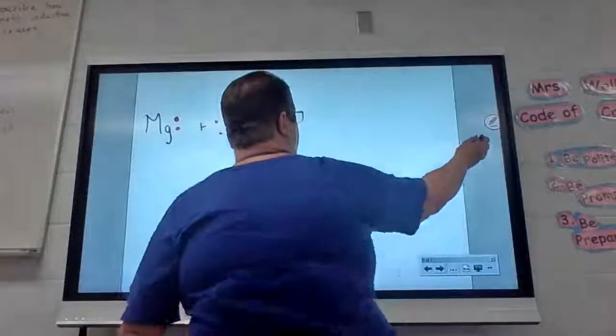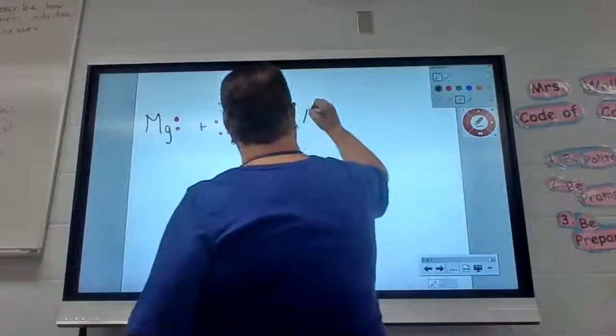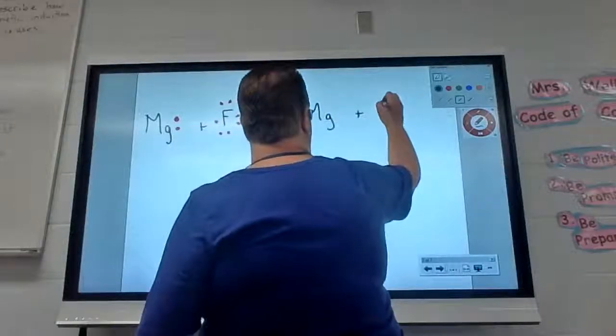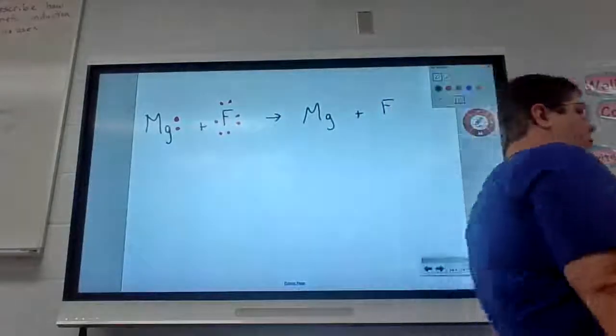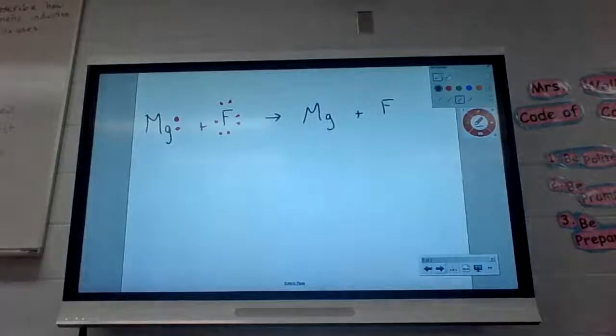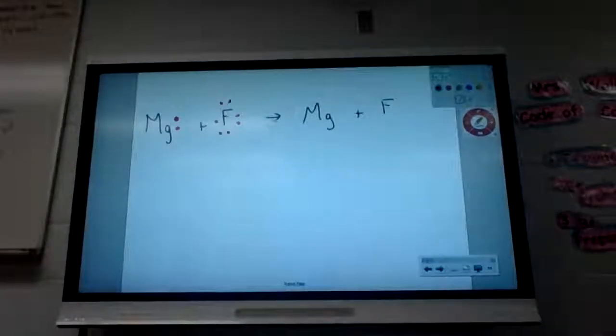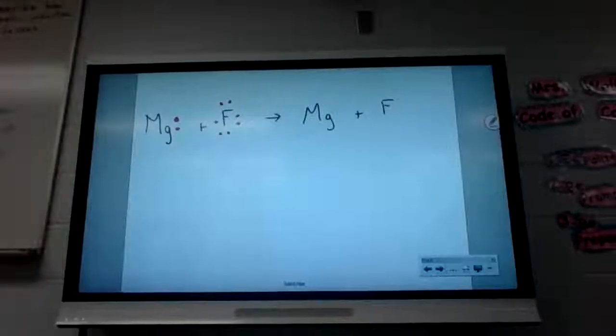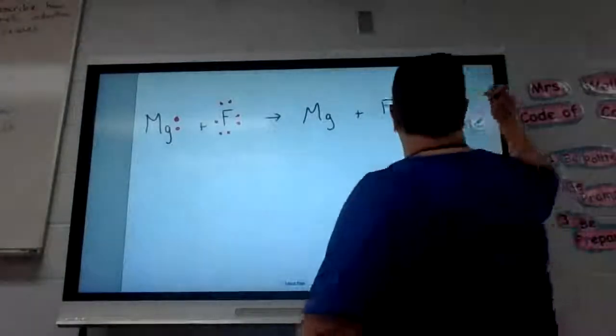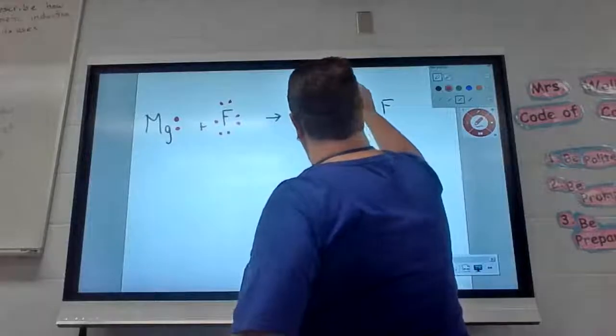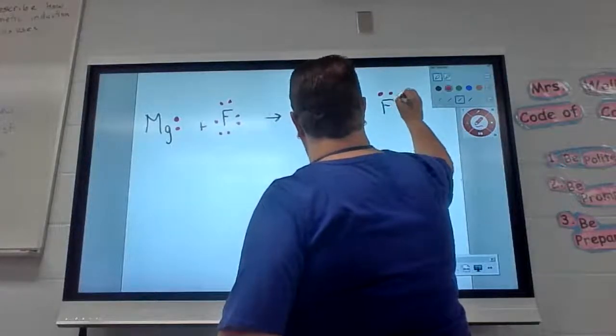Okay, back. So, what is magnesium going to do? It's going to lose how many? 2, so it can make 8. Now, can Mg only lose one? No. It's got to lose 2. Okay? So Mg has to lose 2. Fluorine's going to take how many of them?